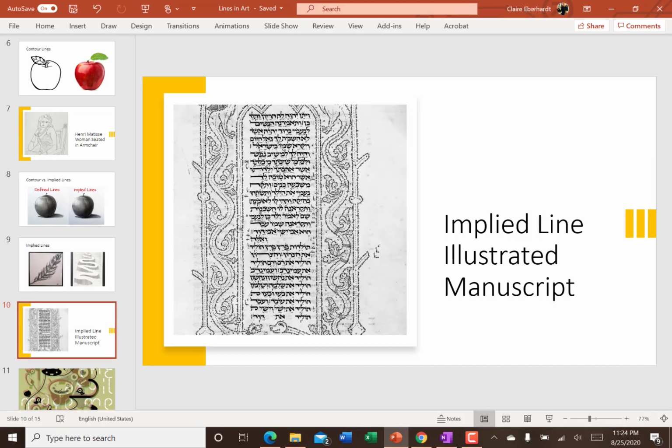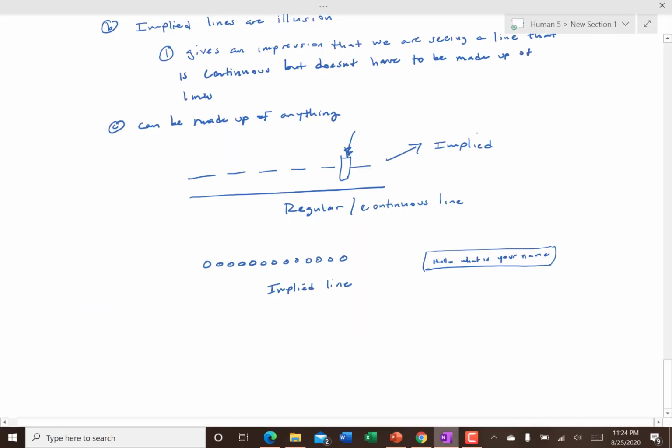Next, we're going to look at directional line. And directional line and communicative line kind of go together in some of its purpose.